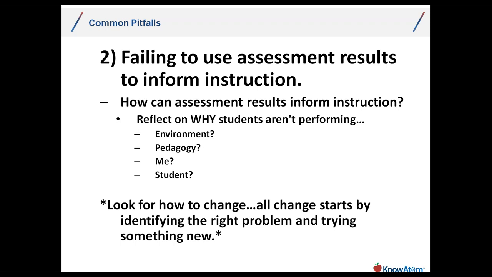It may not be the student. Most people go to the student and then the student has no defense, right? So maybe it's the student, maybe it's not. So you have to identify the right problem and try something new to find out. It's very scientific. Experiment to find out if you are correct. And if you are correct, then the students begin performing. Doesn't mean they perform something different. That's important. It doesn't mean that we need to dumb it down. Because when you dumb something down, the students are not performing what's expected of them. They're performing something different. That's a major problem.